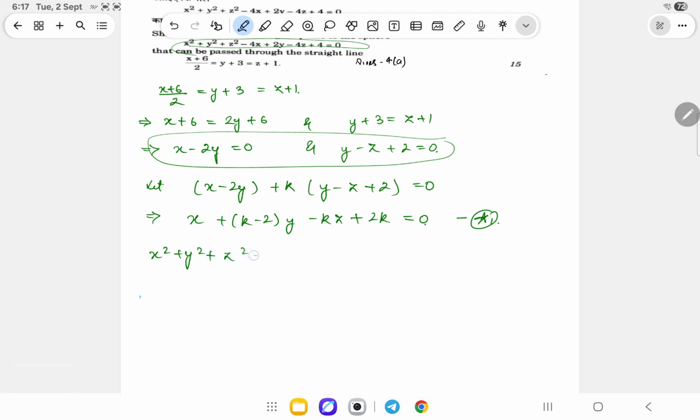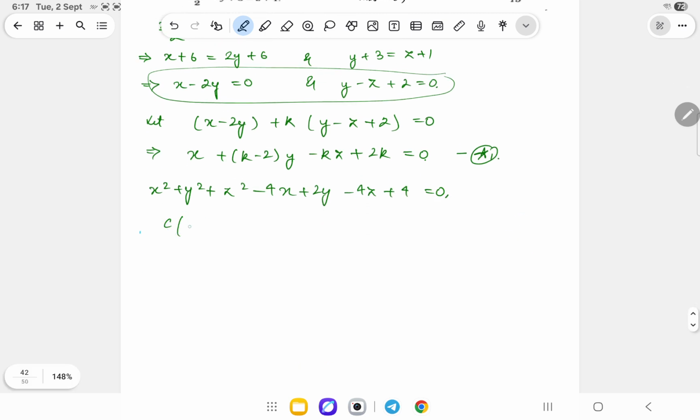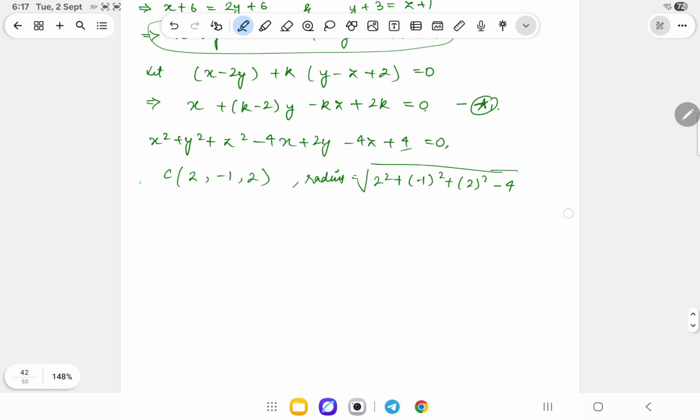So this is acting as tangent to the given sphere, that is x square plus y square plus z square minus 4x plus 2y minus 4z plus 4 equals to 0. So center of this sphere would be 2, minus 1, 2 and radius would be basically under root 2 square plus minus 1 square plus 2 square minus the constant term 4. So this adds up to under root 5. So if star is acting as tangent to the sphere, then my radius, that is under root 5, must be equals to the perpendicular distance from center to star 1.